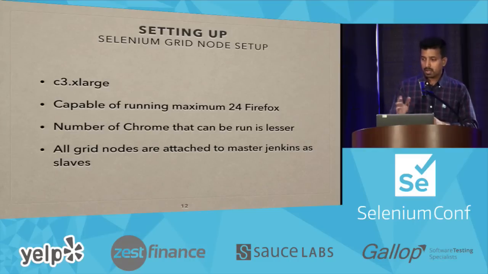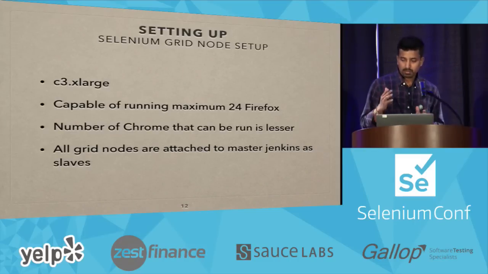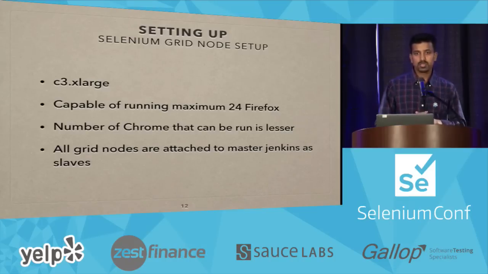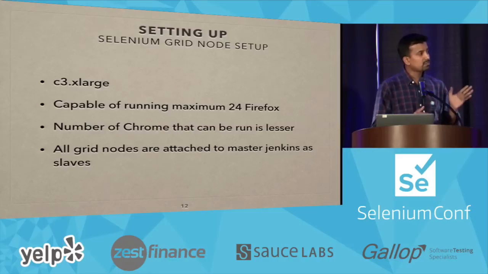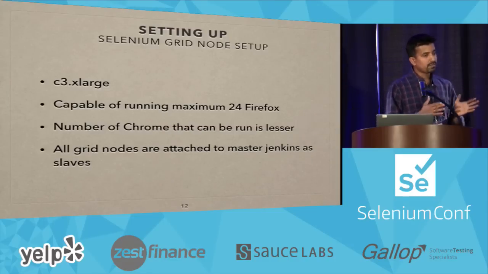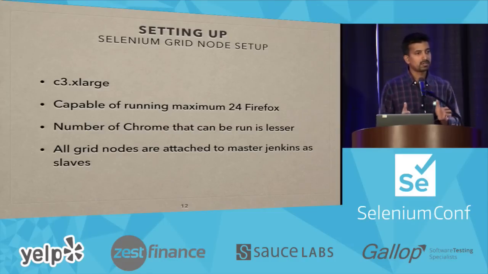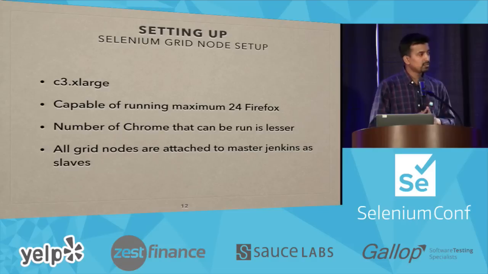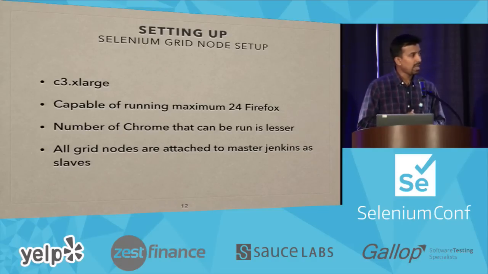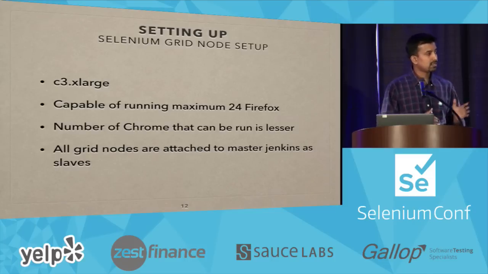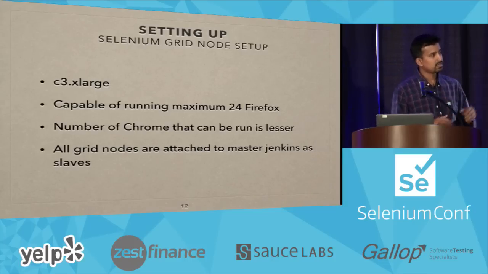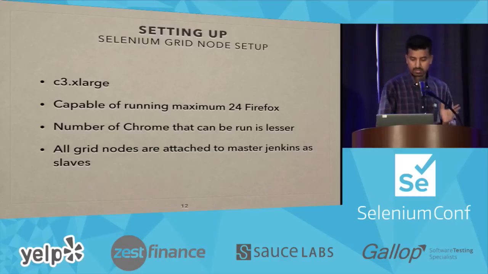So how do you set up the grid node? For the grid node, as I mentioned previously, we use the C3 xlarge node, which can run 24 Firefox instances. But for Chrome it's a bit fewer, because for every Chrome you run, there's an associated ChromeDriver process running, so the load on the box is a bit higher than when you run Firefox. And all grid nodes are attached to the master Jenkins as slaves, and that's the static setup of the nodes.